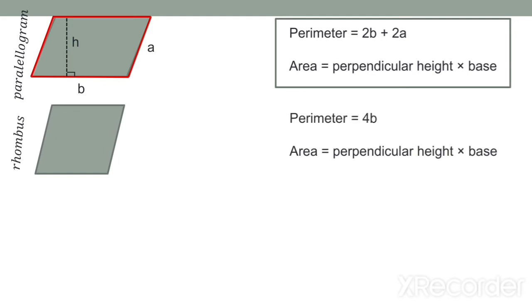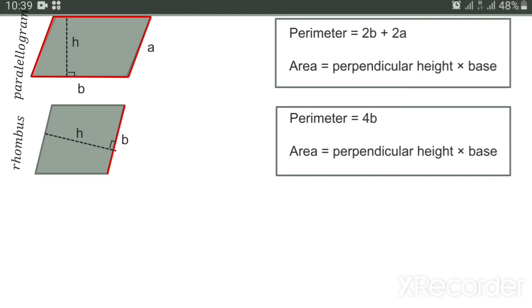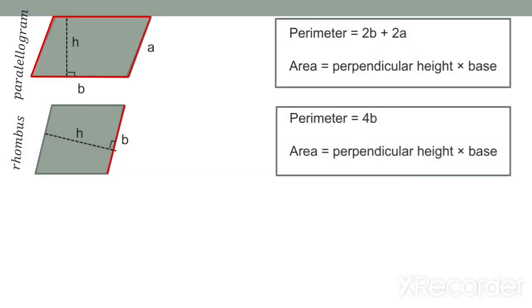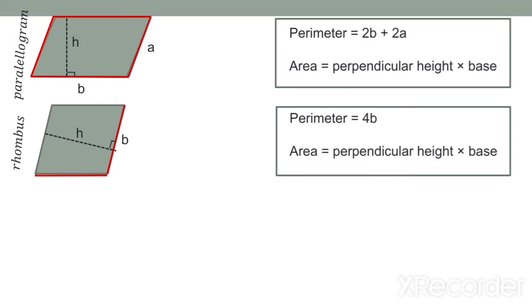Then for the rhombus, area is same, perpendicular height into base. For the perimeter, here you have to add all the sides. So if they draw a perpendicular height like this to this side, then where it draws the perpendicular mark, it will be the base. So when you add perimeter, it is better if you can remember to draw lines when you add perimeter.